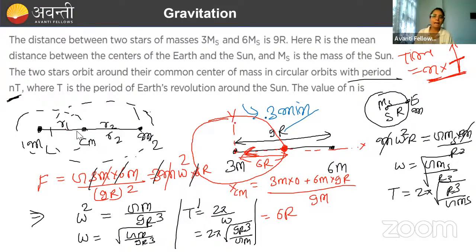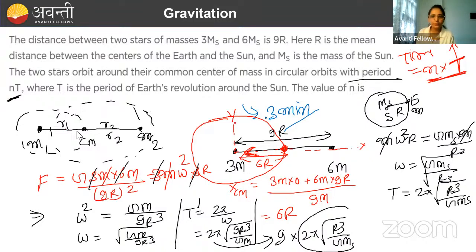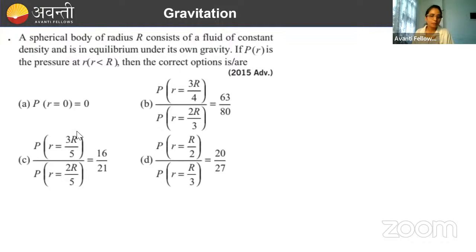ठीक है. अब आप इस टाइम पीरियड को कंपेयर कर लो. T dash का वैल्यू हमें क्वेश्चन में क्या दिया हुआ है, n into T. तो चलो इसको लिखते हैं. इसको अगर मैं फिर से रीराइट करूं तो I can write it like 9 into 2 pi root r cube by G Ms. तो this is equal to T ना, है ना. तो 9 into T आंसर आ रहा है. So what will be the value of n? That will be equal to 9. ठीक है, चलो done है ये क्वेश्चन.